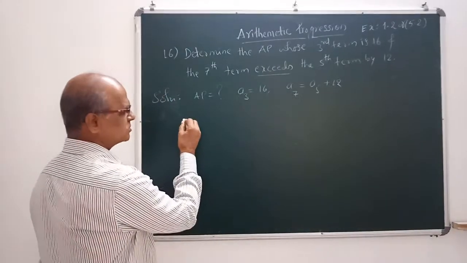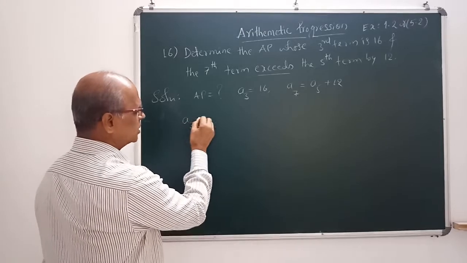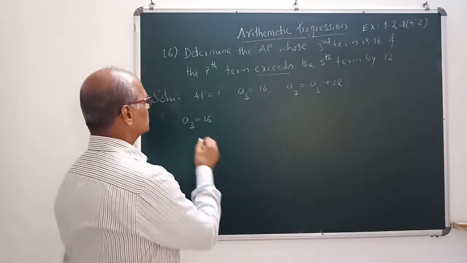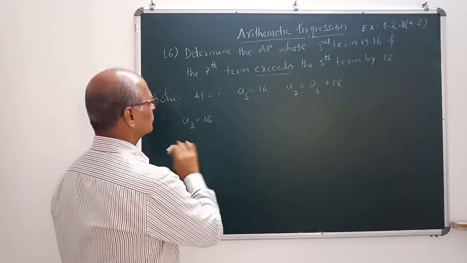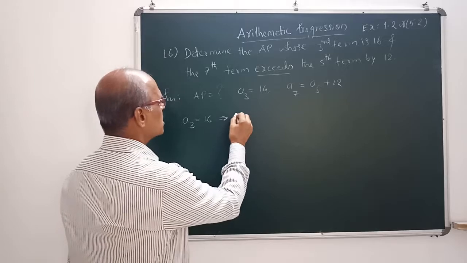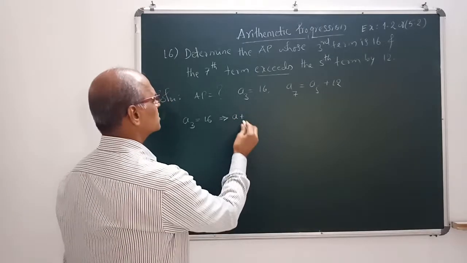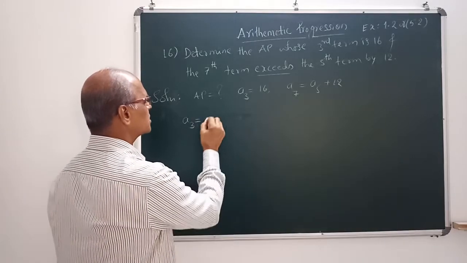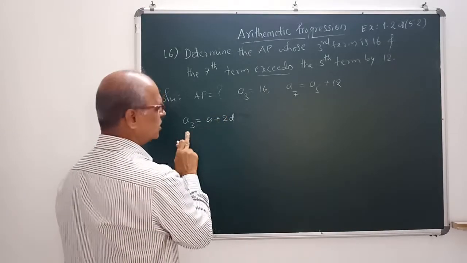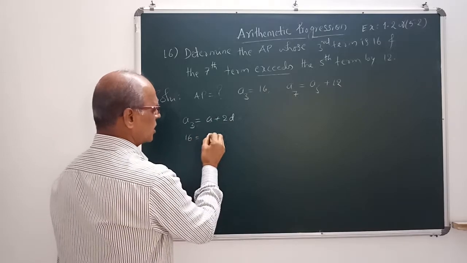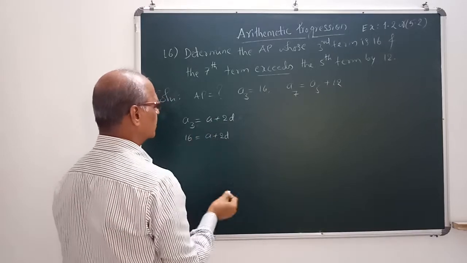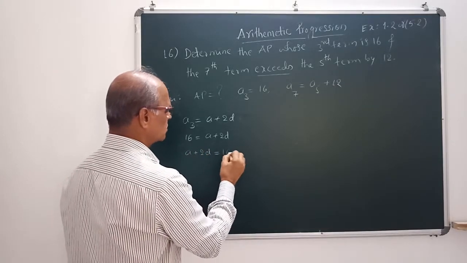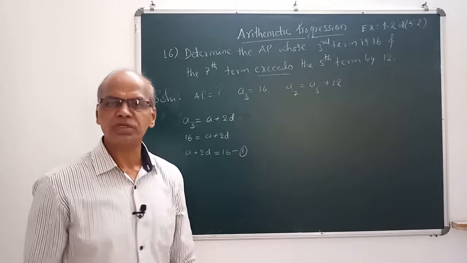See here, A3 is equal to 16. Okay. This can be written as what? A3 can be written as A plus 2D. A3 is 16, A plus 2D. No more simplification. Rewrite it. That is A plus 2D is equal to 16. Let this be equation 1.